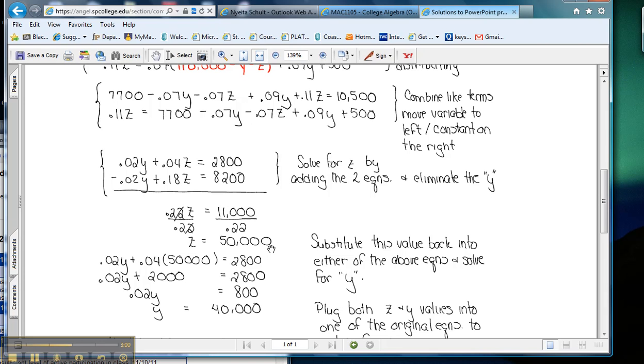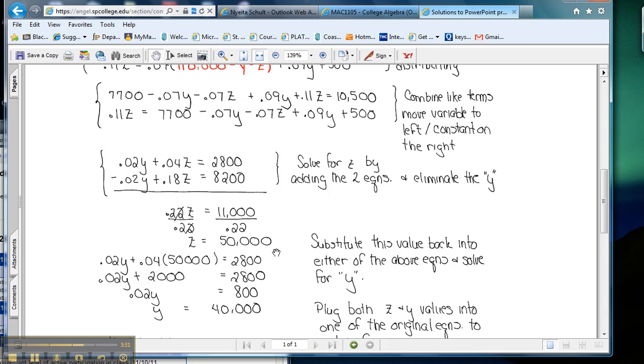Once you have one of the variables, now you start doing your back substitution, which means you take the z value that you found and plug it back into either of the 2 above equations and solve for y. I chose the top equation and substituted out the z for 50,000. And now I have an equation in just y that I can solve for. So in solving for y, I got 40,000.